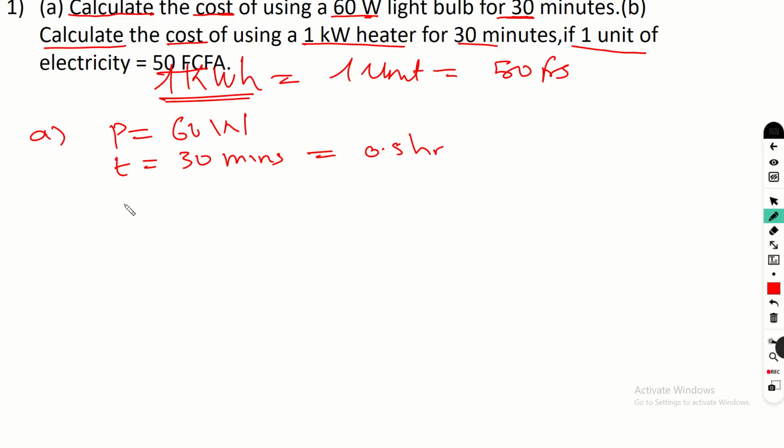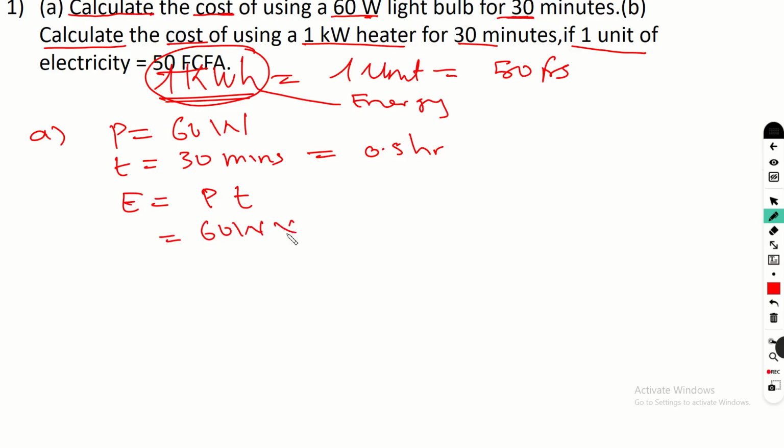Now, what are you looking for? You're looking for energy. For you to calculate the cost, you have to calculate the energy consumed. Energy is power times time. Our power is 60 watt times the time, which is 0.5 hour, which is equal to 30 watt hour. But now we have to put this answer into kilowatt hour.